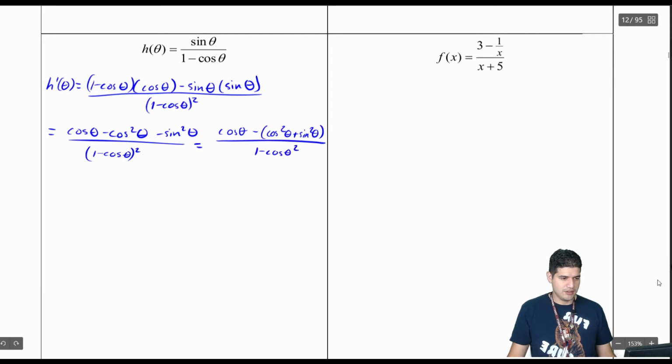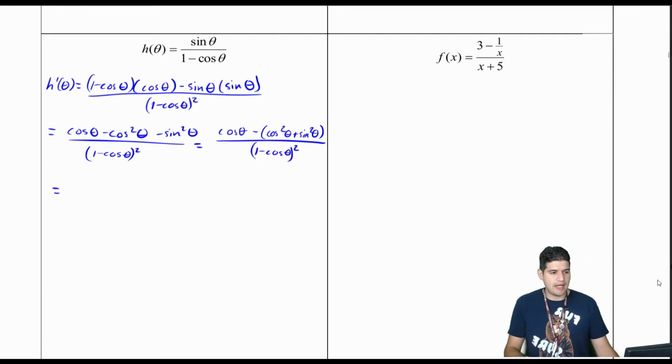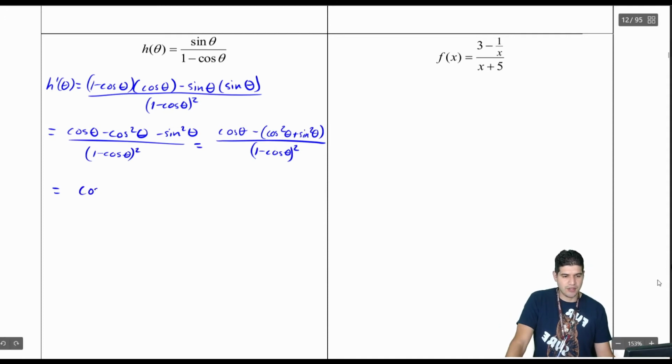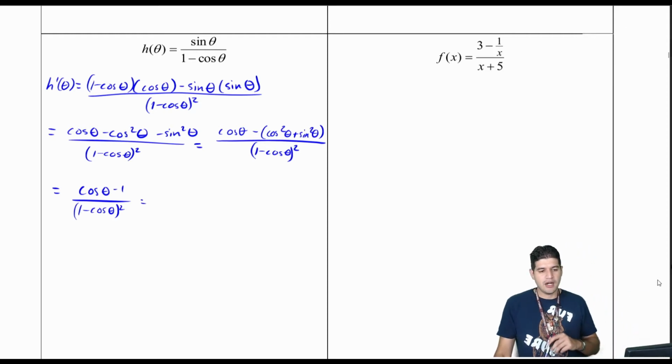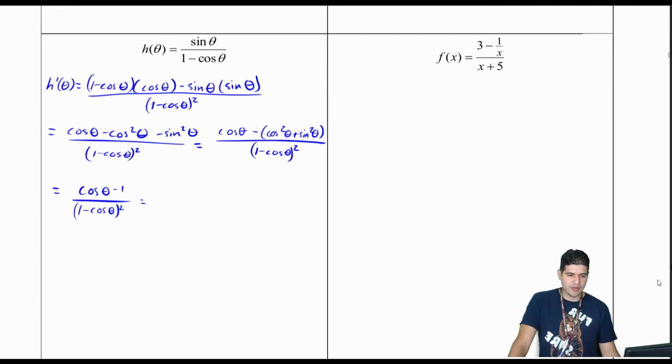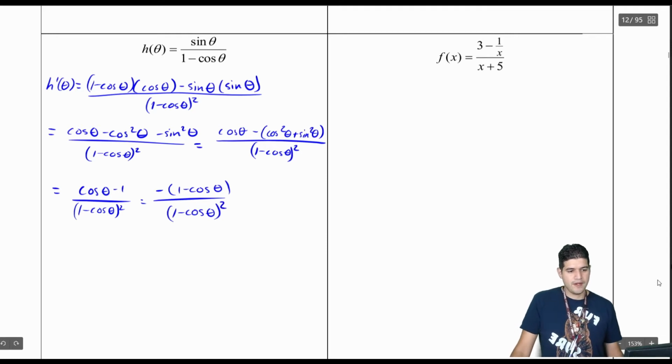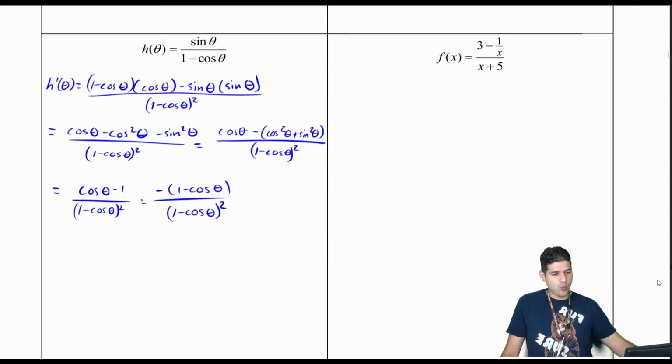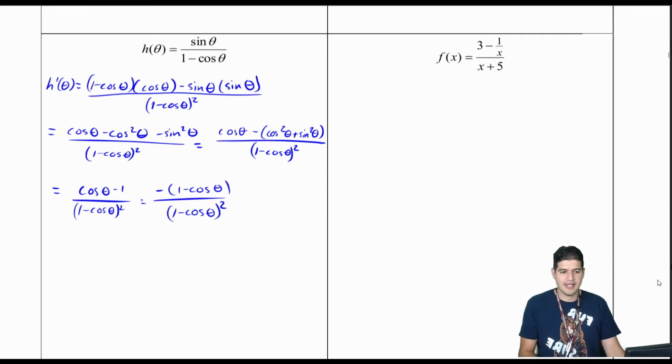All right, the reason I did that is because I can now write this as cosine theta minus 1 over 1 minus cosine theta quantity squared. And remember, that's just from a Pythagorean identity. All right, and what I can do here to simplify this a little bit more is factor out a negative again, and I get negative 1 minus cosine theta, all divided by 1 minus cosine theta squared. Okay, so now in my numerator, I have 1 of these 1 minus cosine thetas. And in my denominator, I have 2 of those 1 minus cosine thetas.